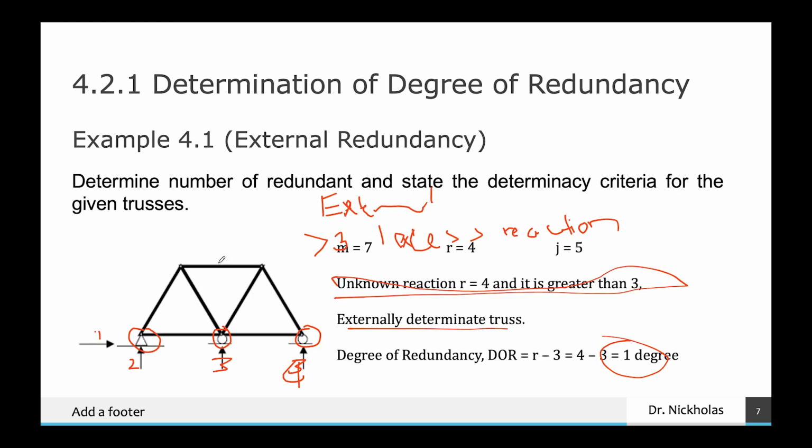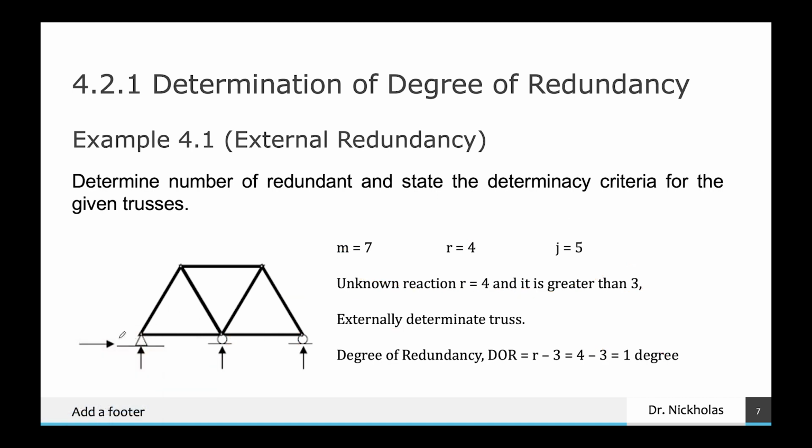So how about the internal determinacy of this truss? We have 1, 2, 3, 4, 5, 6, 7. Okay, wait there. I need to mark all of these first.